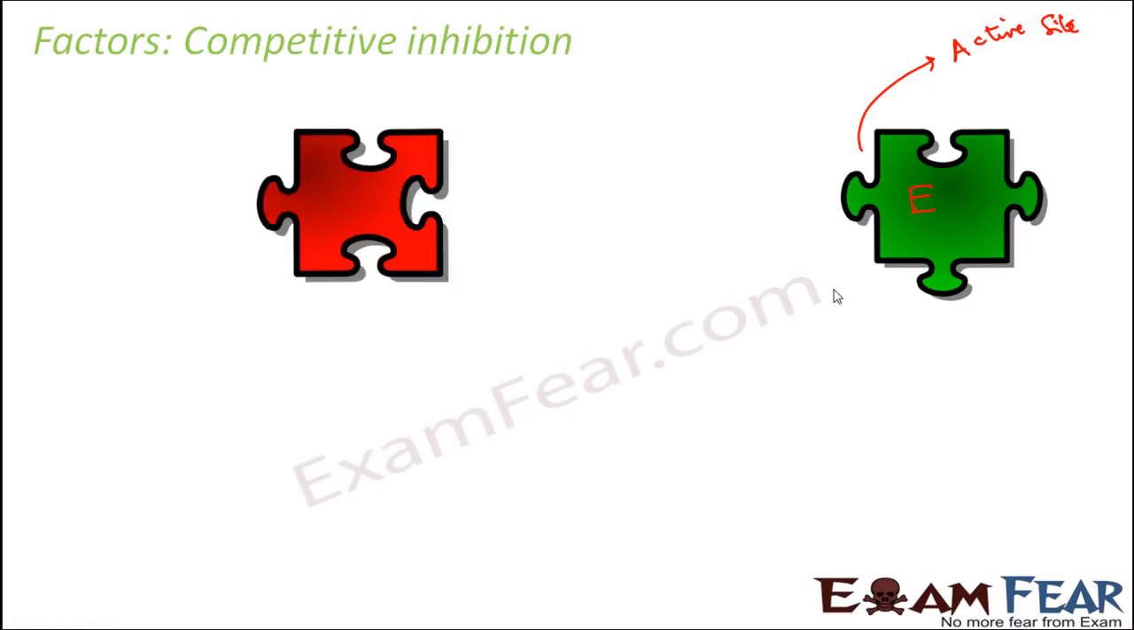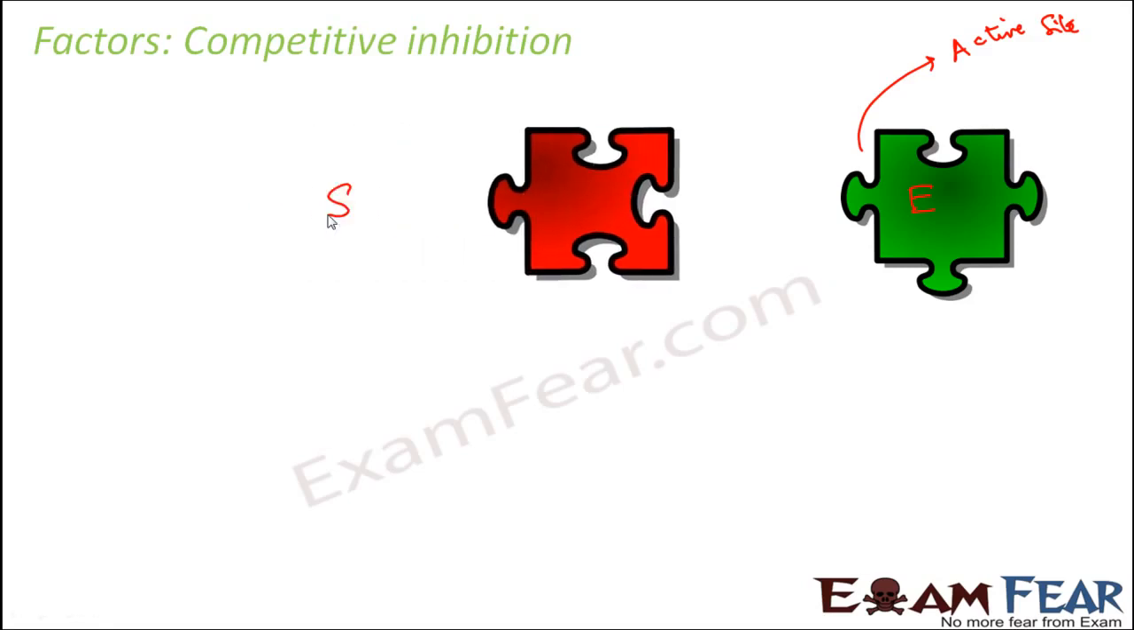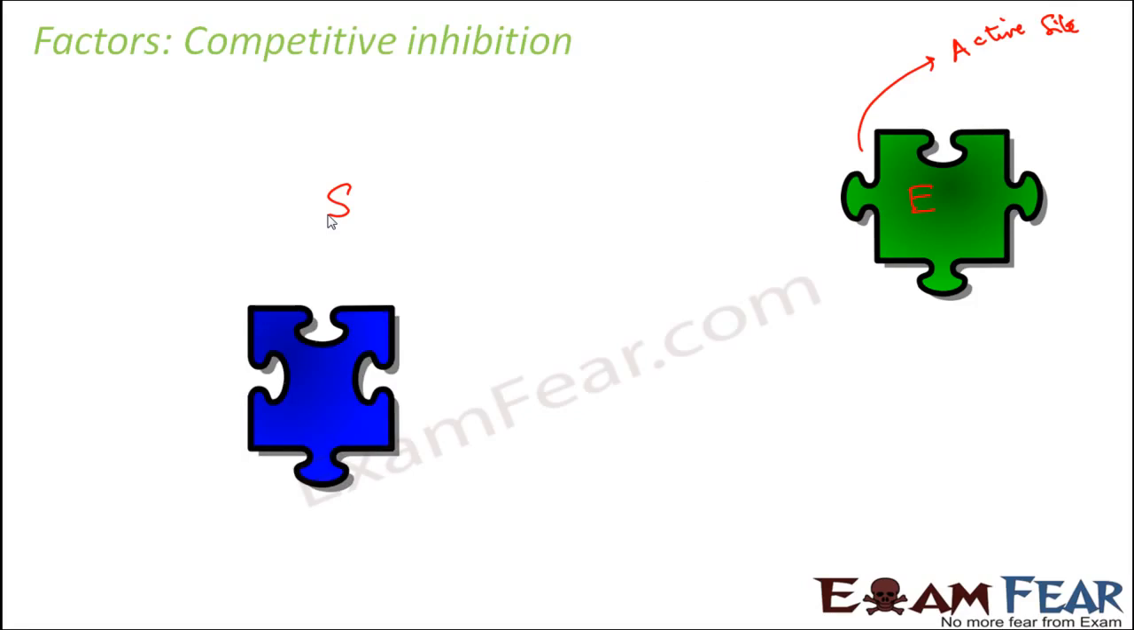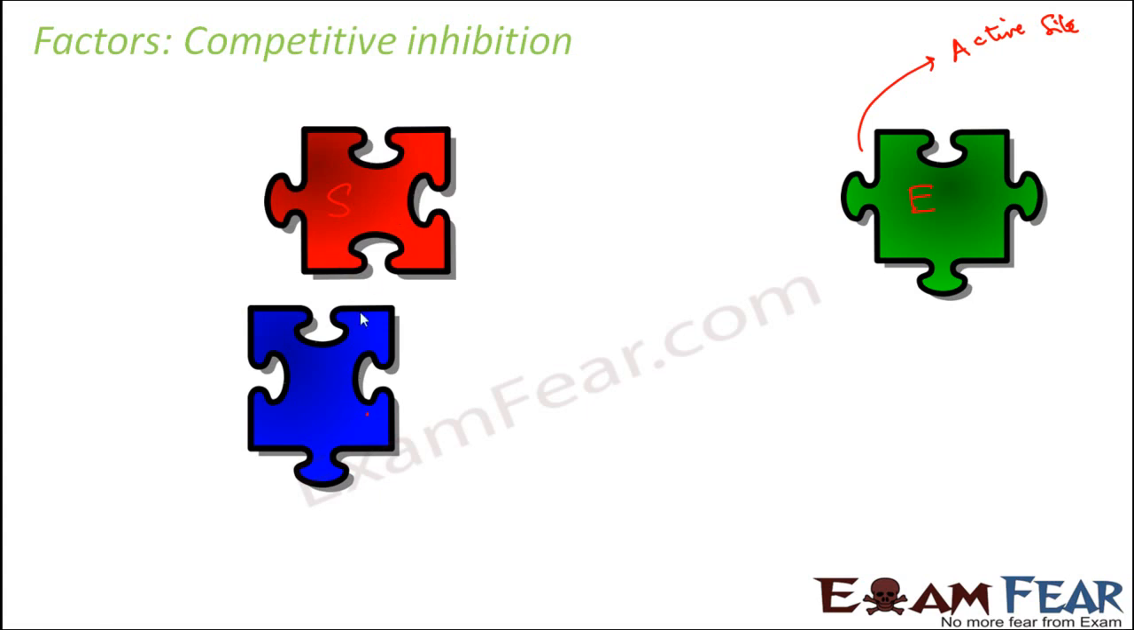So ideally what should happen? This is your substrate. So this is S, your substrate. So ideally what should happen is that this substrate should come and it should combine with the enzyme to form enzyme substrate complex. But now let us suppose there is another substance which has a similar structure. So if you see, the structure is not exactly the same. These two structures are not exactly the same. But if you look at this end, the shape of this end of this substance is very similar to the shape of this end of the substrate.